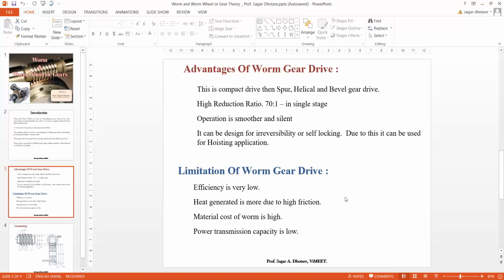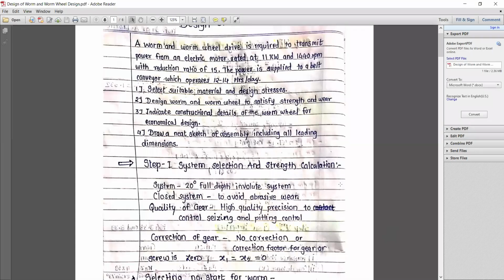Okay, now we directly go to the design. In that design we will discuss terminology as well as other things. Okay, so the design problem is given.